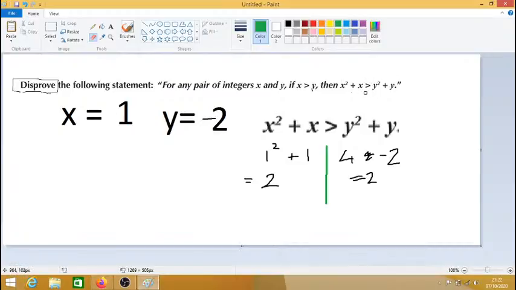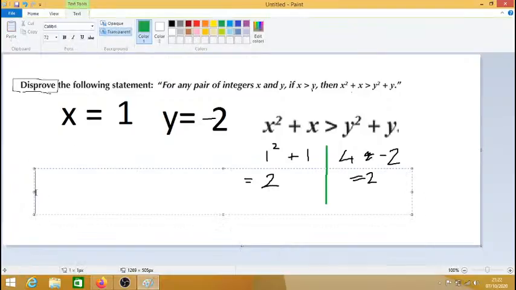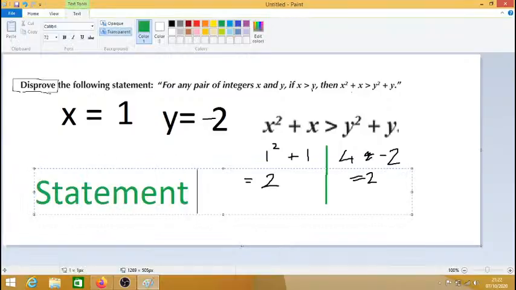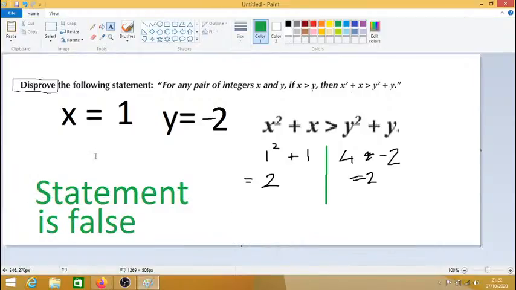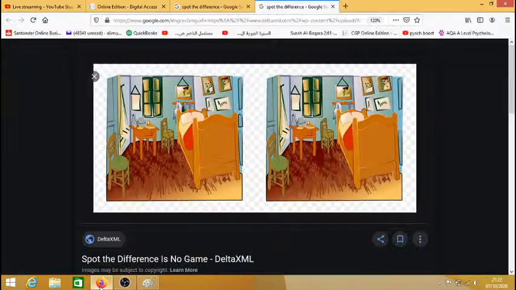This is a bigger than sign. It's not a bigger than or equal, it's bigger than the y squared plus y. And here we put in two numbers, they're both whole numbers, x is bigger than y, but we didn't get the x squared plus x was bigger than the y squared plus y. So we can say, using that example, the statement is false, it is not true. And that's it. That's disproof by just finding one example that doesn't fit the statement.